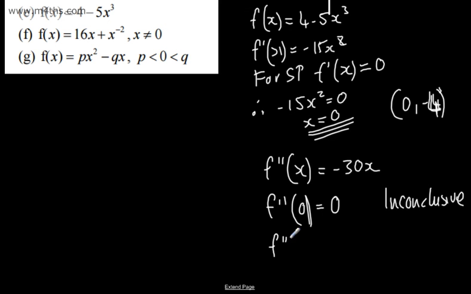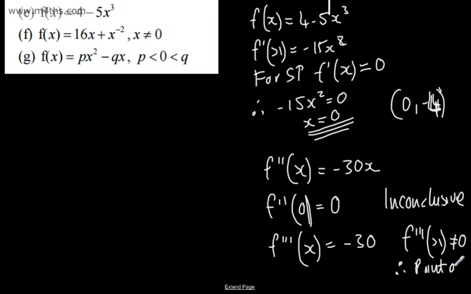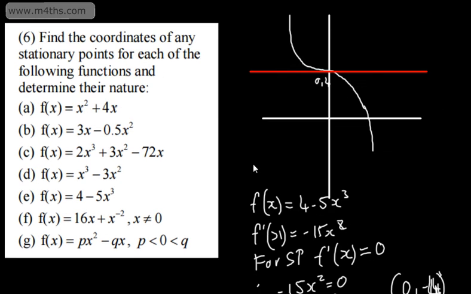F triple dashed of x is going to be now the derivative of this, which is negative 30. We can say f triple dashed of x is not equal to 0, therefore now it's a point of inflection. So point of inflection. So that's what we end up with. So nice and straightforward, and that's how we've done it.